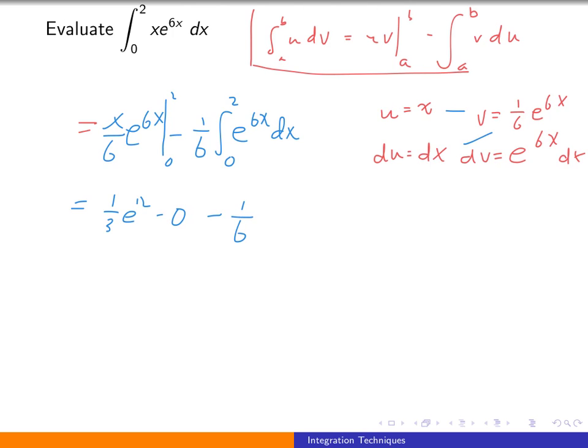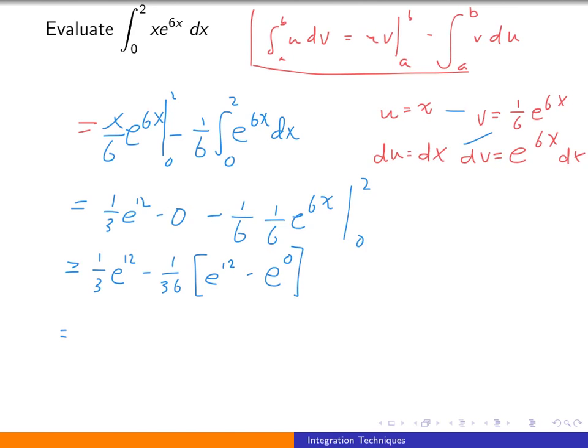So the antiderivative of e to the 6x is once again 1/6 e to the 6x, and we're evaluating this from 0 to 2. So we have the 1/3 e to the 12th coming down. Then we have minus 1 over 36. And we need to plug in 2 for x, put a minus sign, plug in 0. So that would be e to the 12th minus e to the 0.